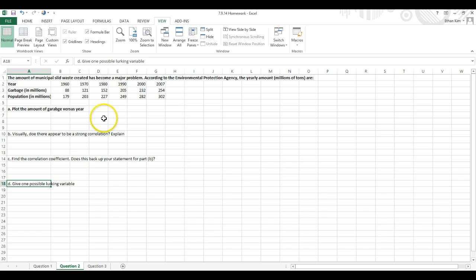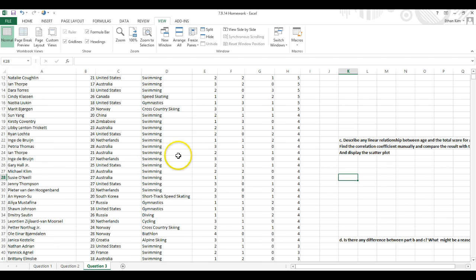So question number 2 is similar. We have garbage and population, and you have to plot the garbage versus year. And oh, I forgot. Garbage versus year and garbage versus population. So I want you to do the two-way thing again: year versus garbage and population versus garbage, and if there is any relationship, find the correlation coefficient to back up your statement. Okay? And you have to also comment on the lurking variable here.